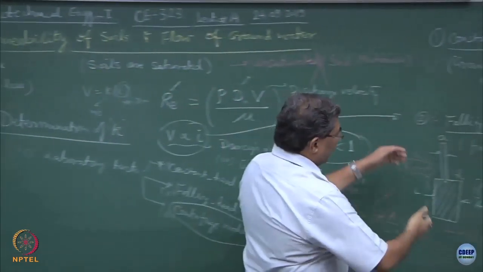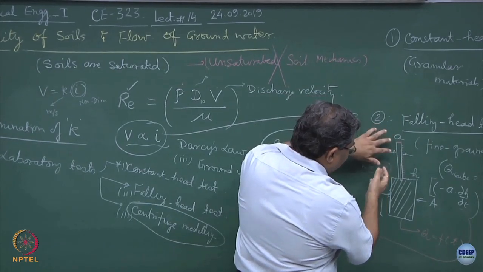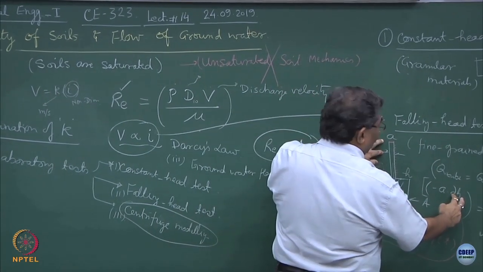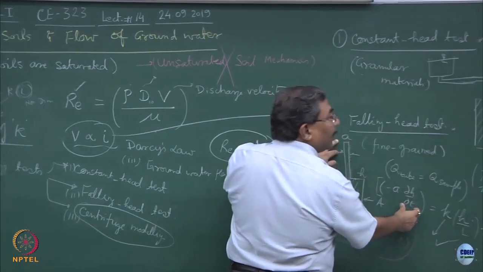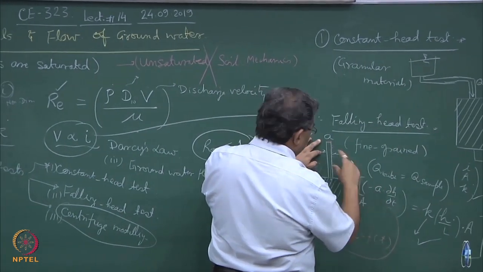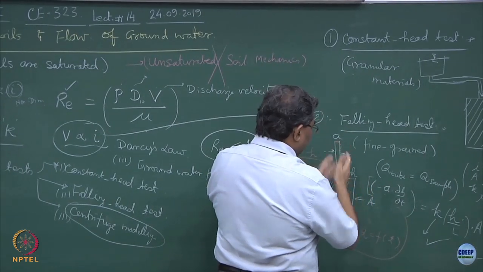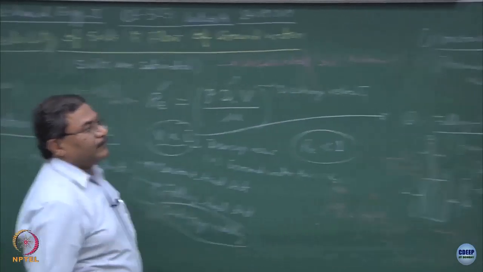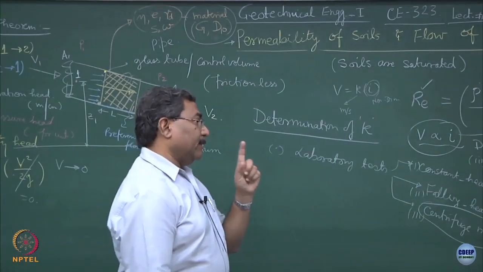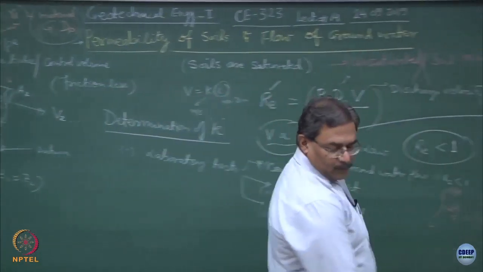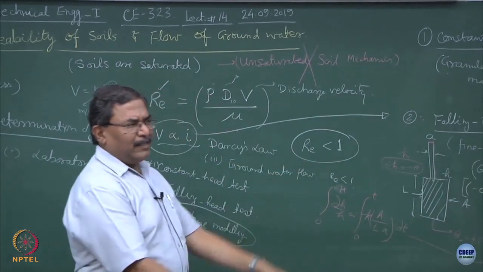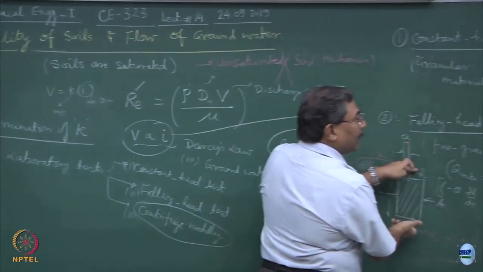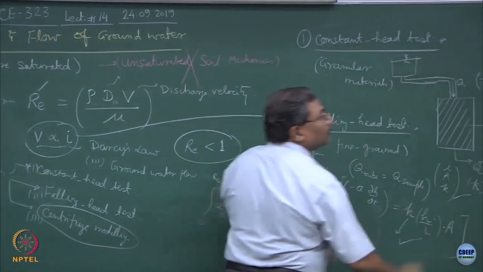You are assuming that whatever head is dropping over here, delta H, is this value. So, velocity is delta H upon delta T multiplied by area of cross section, this is the discharge, and this discharge goes into the sample, continuity, that is it. H is the head. I will introduce this concept slightly later. So, if the head is causing the flow to take place, this is the equation.